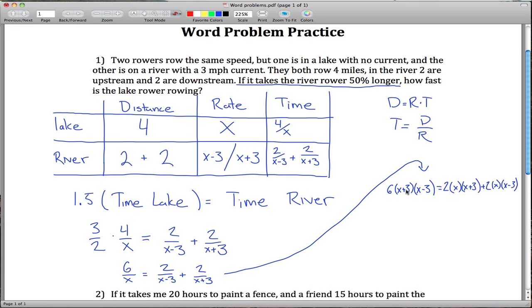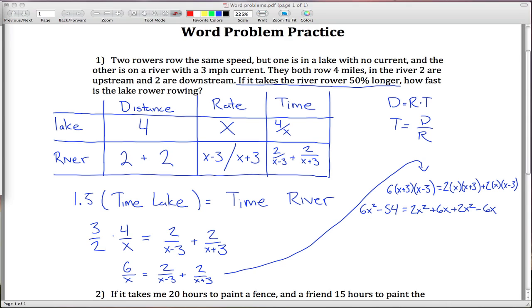So over here we got x plus 3 times x minus 3 is x squared minus 9. But if you distribute the 6 through, you get 6x squared minus 6 times 9 is 54. And on this side, 2 times x is 2x. Distribute that through, and you get 2x squared, 2 times x, plus 2 times x times 3 is 6x. 2 times x is another 2x squared. 2 times x times negative 3 is minus 6x.